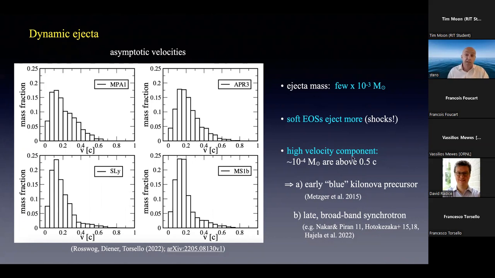And we also do see them, and we find in those cases that we have typically something like 10⁻⁴ solar masses at speeds of larger than 50% of the speed of light. And this could, of course, astrophysically be relevant, because this could lead, as has been suggested by Brian Metzger a couple of years ago, to a blue precursor to the kilonova, because you have unprocessed neutrons that can decay. But of course, you can also get late-time broadband synchrotron emission from this fast component.